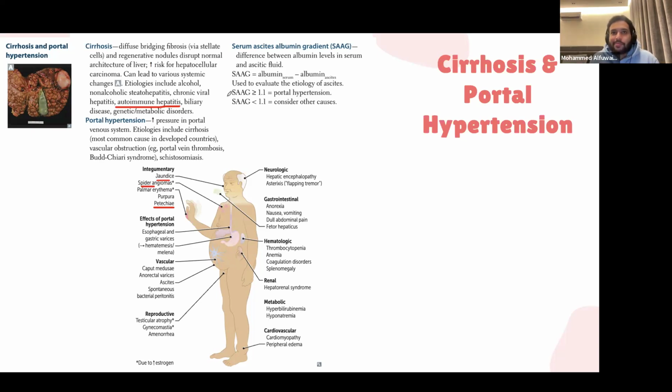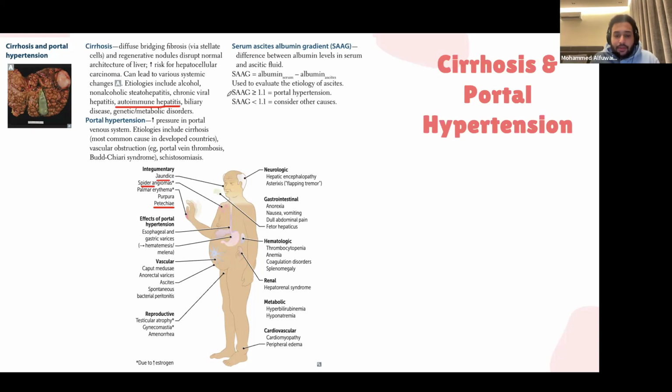Lastly, they tell you that they've had a painless GI bleed coming from the rectum. What manifestation of portal hypertension? Hemorrhoids, good. Again, same thing. You might have the portal systemic shunts in the anal canal, which leads to hemorrhoids.